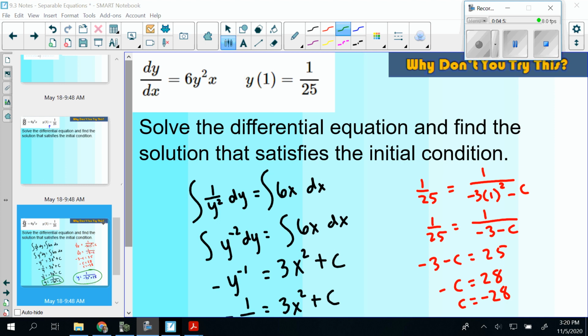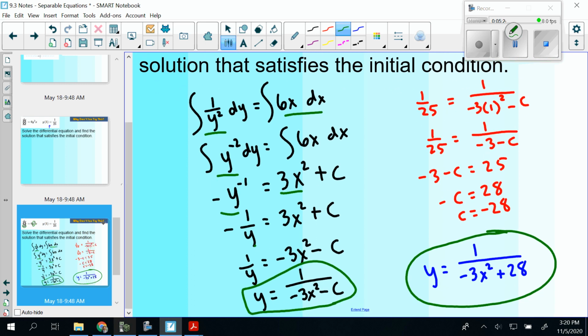All right, here's what you should have gotten here. So we want to separate this. We want to move the dx by multiplying it over there. Let's divide by the y squared, and then you should end up with these two integrals. It's probably easier to think of 1 over y squared as y to the negative 2 in order to find that antiderivative. So use your power rule. You should have gotten that antiderivative there. 3x squared plus a constant on this side.